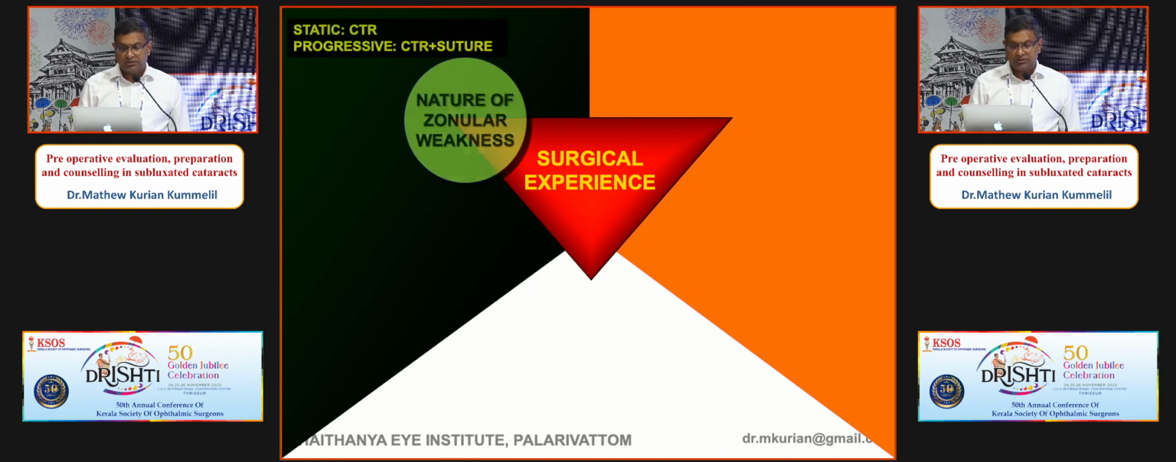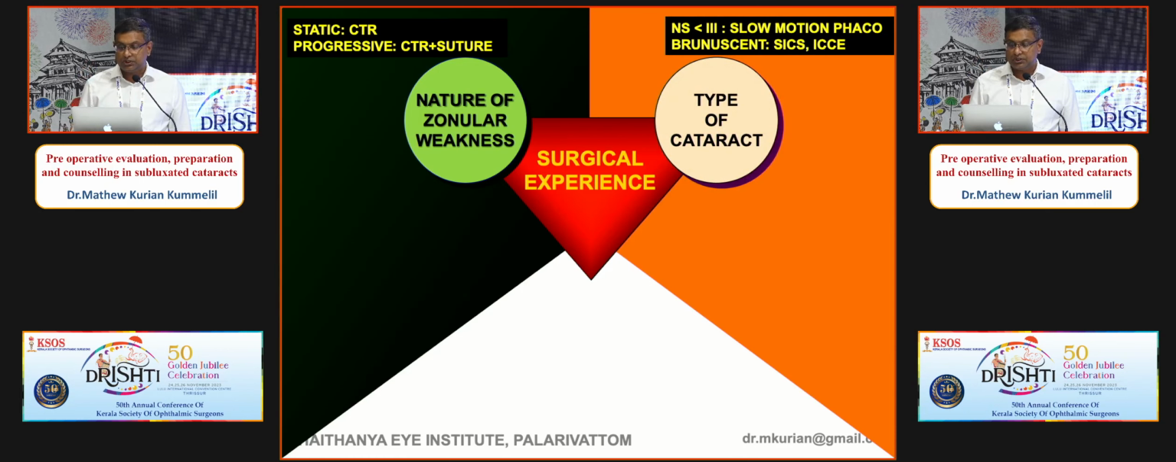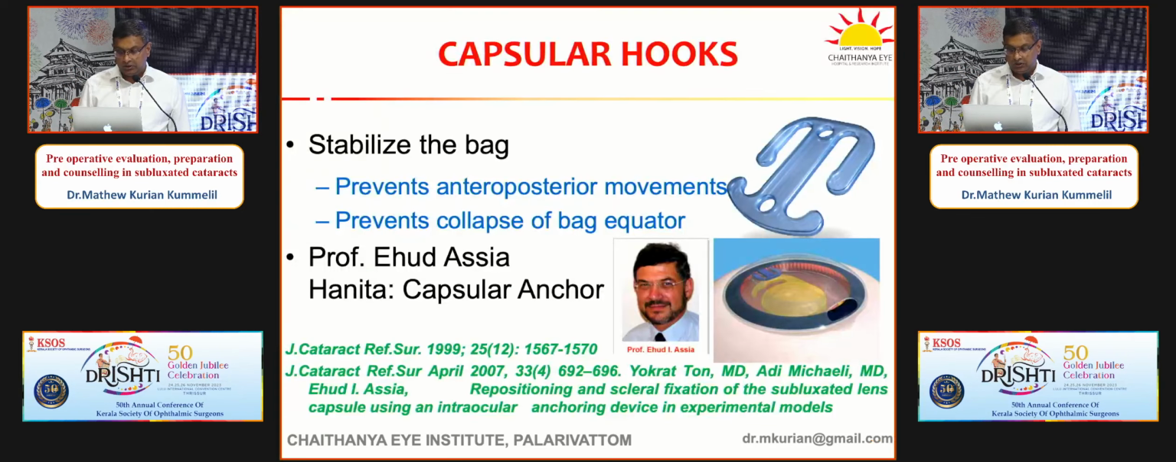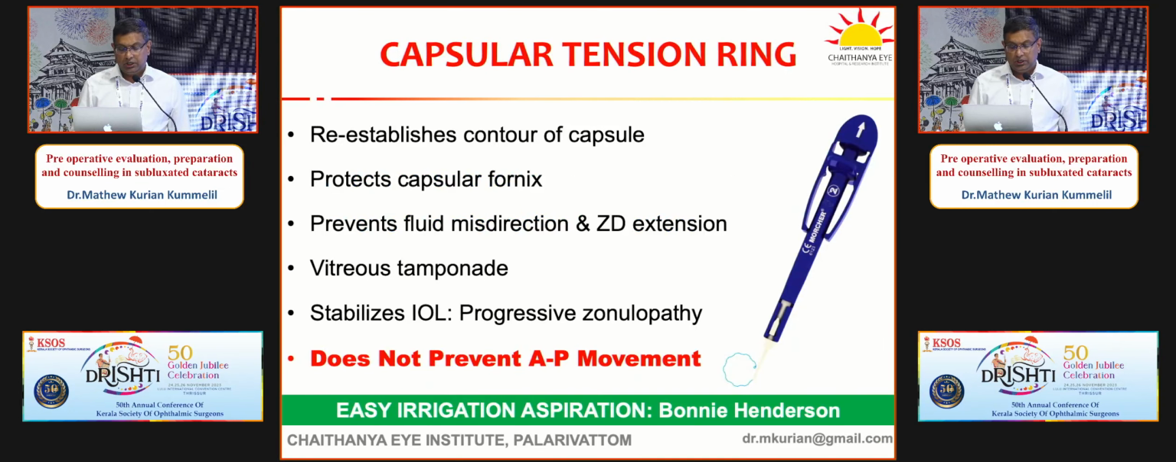So based on surgical experience, you will look at whether it is static or progressive. Static, a CTR may work, but progressive, you have to do some form of fixation with a suture. If it is a normal cataract, you can go for a slow motion phaco. Very brunescent, maybe an SICS or ECCE is what will happen. Depending on the extent of zonular weakness, you can decide how to fix with what: no CTR, CTR, CTR with fixation, or an SFIOL or an ACIOL. Various devices, we should have this inside the OT, capsular hooks or the ASIA anchor.